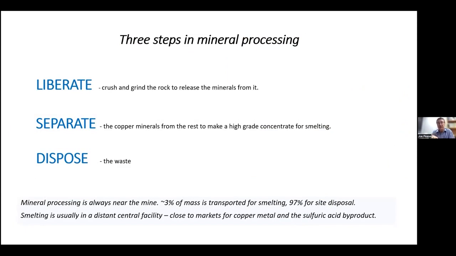Smelting is usually done in a central facility somewhere overseas, in Asia, Europe, or other industrialised countries. The reason for that is they need to be close to the markets for the copper metal and also sulfuric acid, because the tonnage of sulfuric acid that's produced is as high as the tonnage of concentrate that's produced. And so that product needs to be close to a market, an end user.